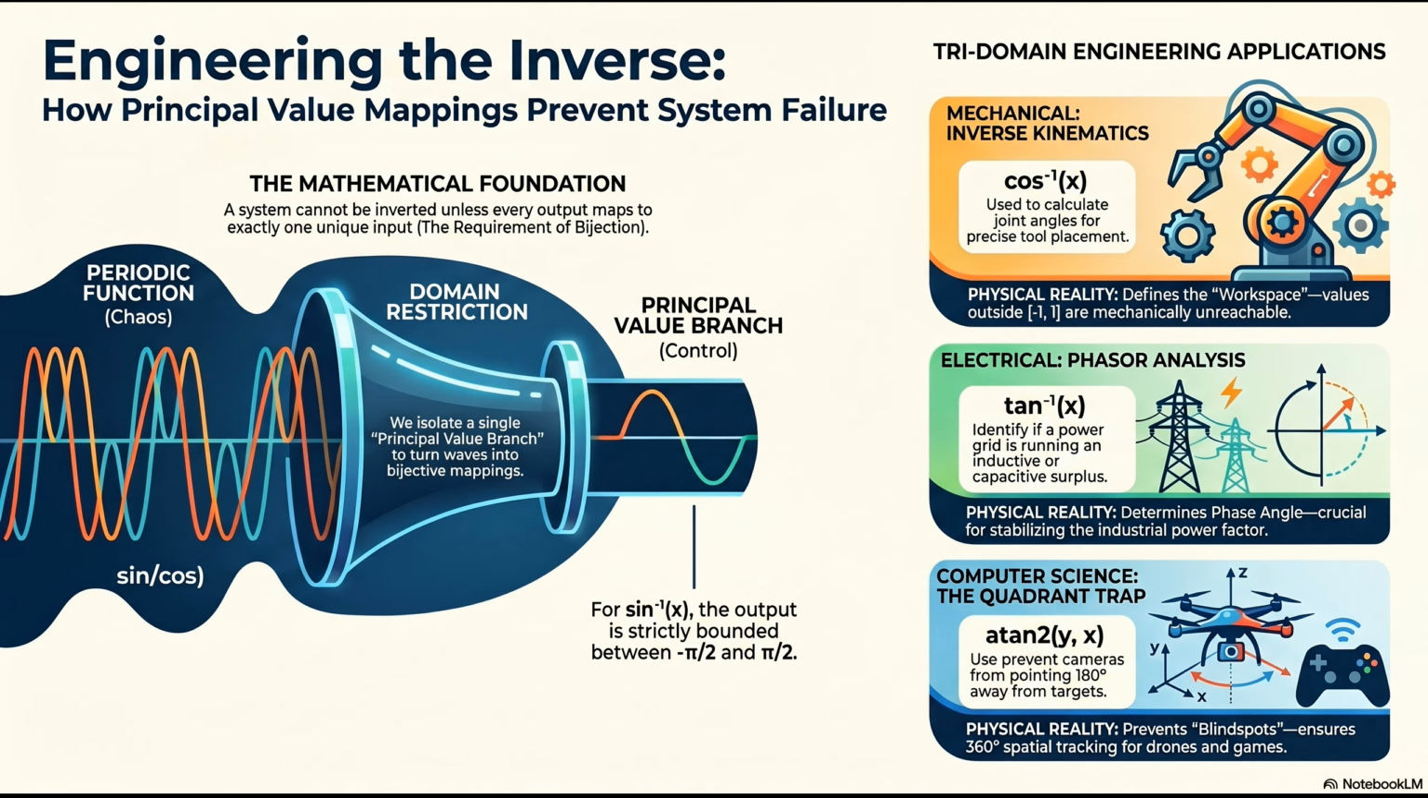Right, but standard trigonometry doesn't do that, though. Like, if I picture a standard sine wave or a cosine wave, they just go up and down. They're infinitely repeating, like ocean waves. Yes. And because they repeat forever, they map endless, completely distinct inputs to the exact same output height. So they completely fail the test for injectivity. Meaning you can't trace it back. Exactly. You cannot uniquely trace a specific height on that wave back to its original starting point.